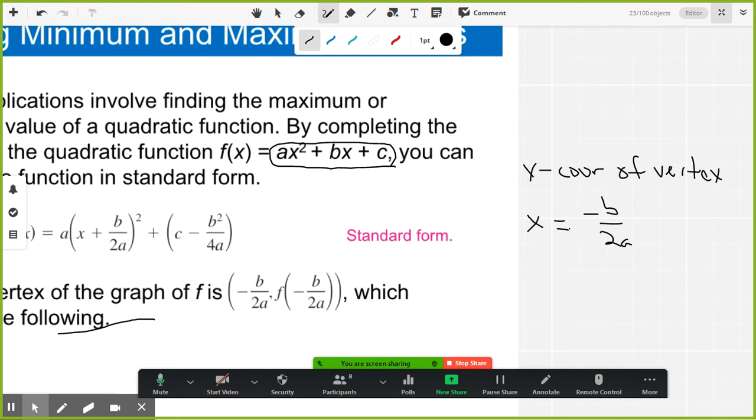Then to find the y coordinate, you take that value and you substitute it into the equation for x and solve it for f of whatever. That's what this stuff means right down here. That's why the x coordinate is negative b over 2a, and the y coordinate is f of that, which means this is that x value you're substituting in. All right.